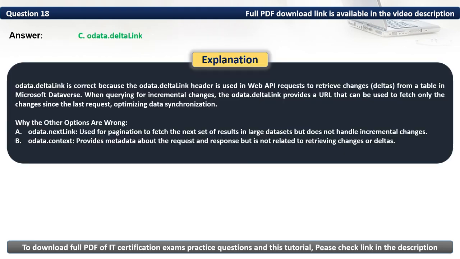OData.delta link is correct because the OData.delta link header is used in web API requests to retrieve changes from a table in Microsoft Dataverse. When querying for incremental changes, the OData.delta link provides a URL that can be used to fetch only the changes since the last request, optimizing data synchronization.